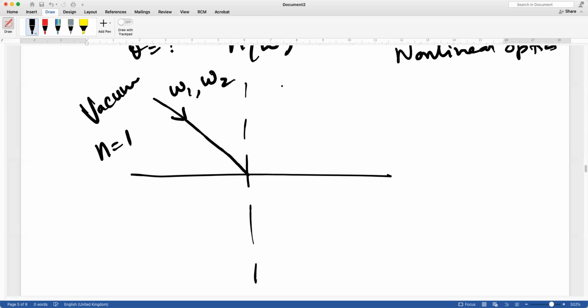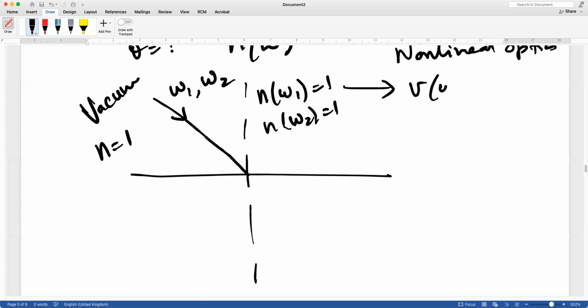So that means we are saying that n of omega 1 is also 1, n of omega 2 is also 1. That means the velocity of omega 1 in the vacuum is going to be c, no problem. The vacuum velocity for omega 2 is also c. Meaning, let's say from the sun to the earth, all the wavelengths, all the frequencies, all of them will be traveling at the c velocity. So there is nothing called different velocities for different frequencies or wavelengths of light happening in a vacuum.